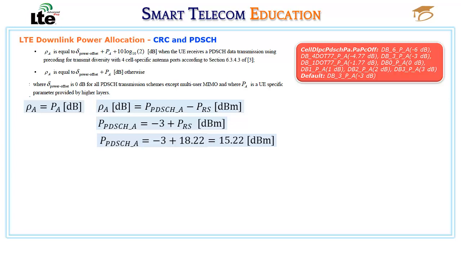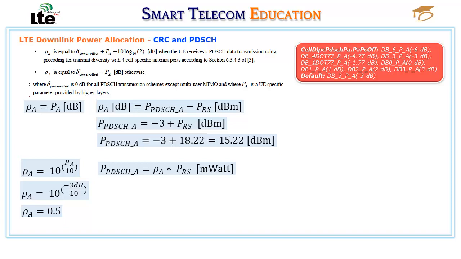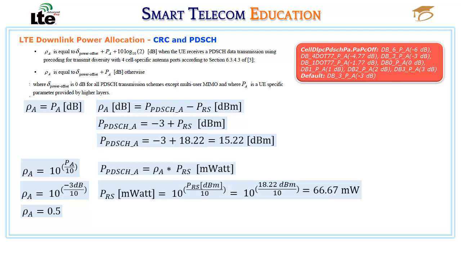To use ρ A as a ratio, to calculate the power in watt, ρ A equals 10 exponential of PA divided by 10. And the power of PDSCH type A is equal to ρ A multiplied by the RS power in milliwatt. ρ A equals 0.5, and RS power is equal to 66.67 milliwatt. Then, the power of PDSCH type A is 33.41 milliwatt.